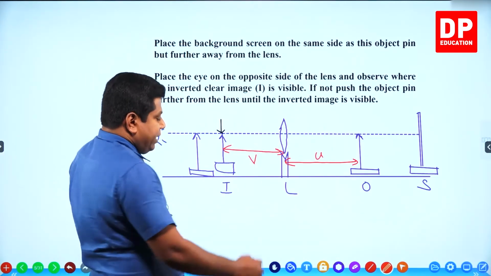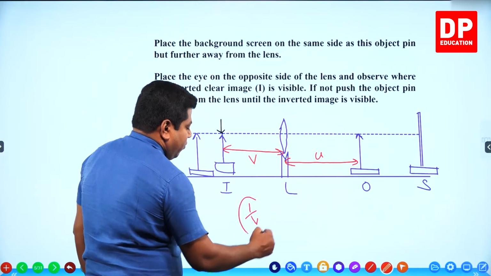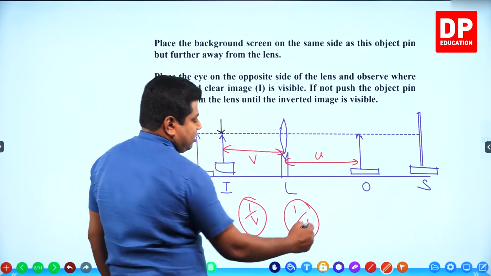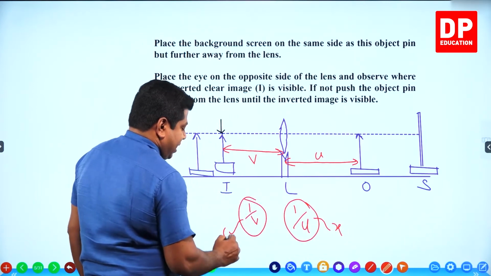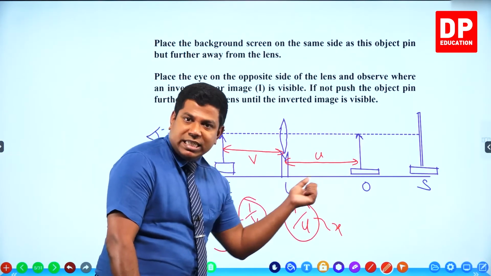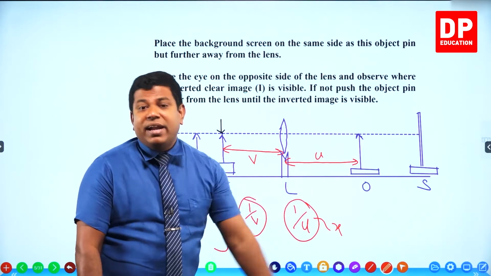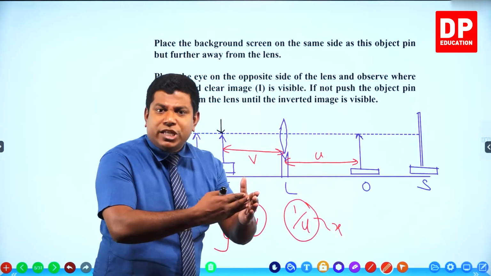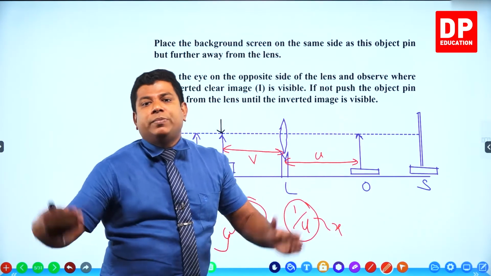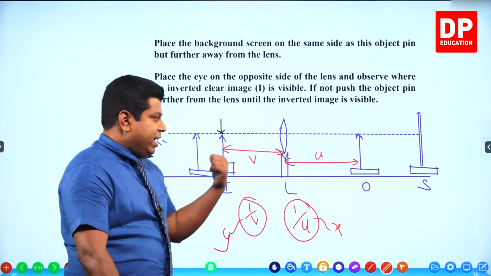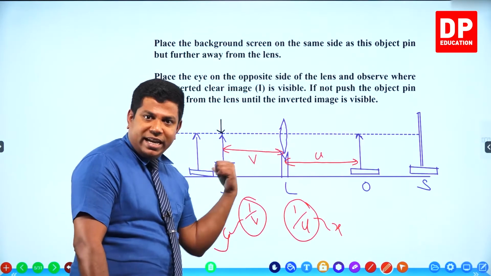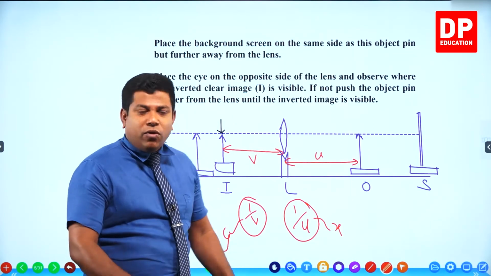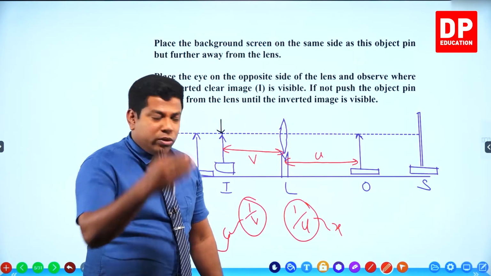Then what you do, take 1 over V on one axis and 1 over U on another axis, right? This is going to be the x-axis, this is going to be the y-axis. Why? U is what we are changing. U is the independent variable. So take 1 over U on the x-axis. We usually have a convention that the independent variable must be taken on the x-axis. V depends on U, which means V is the dependent variable. Take 1 over V on the y-axis, and draw the graph.